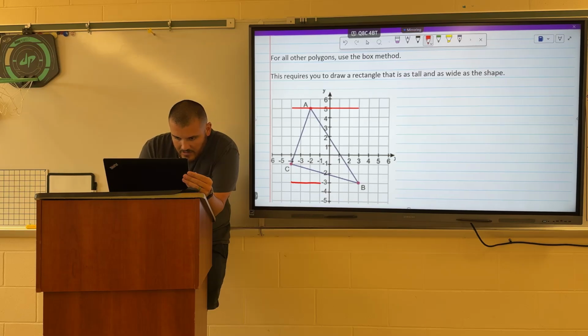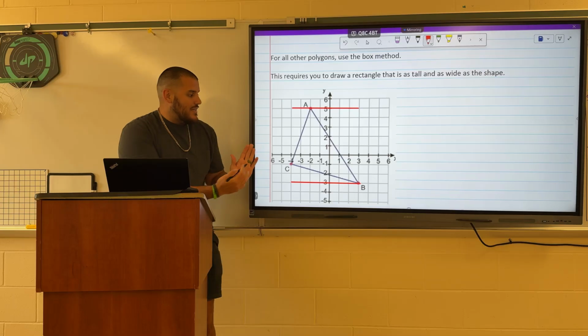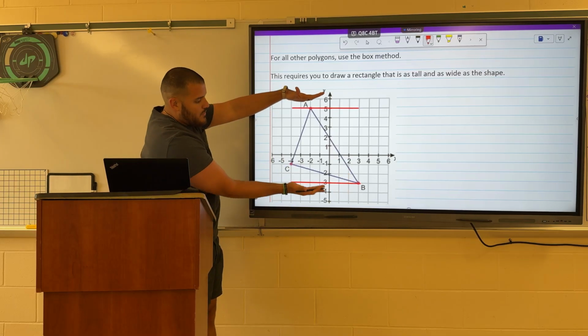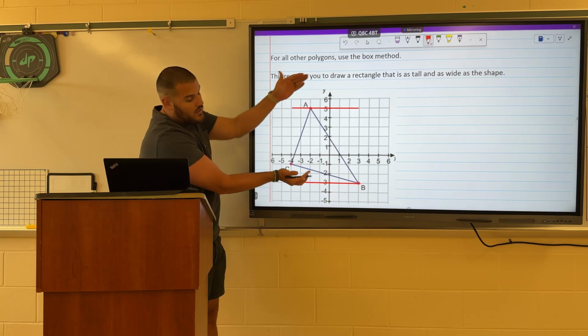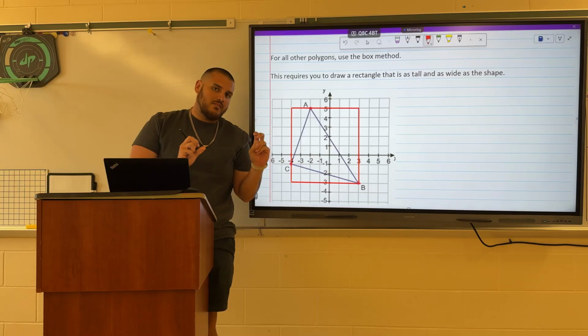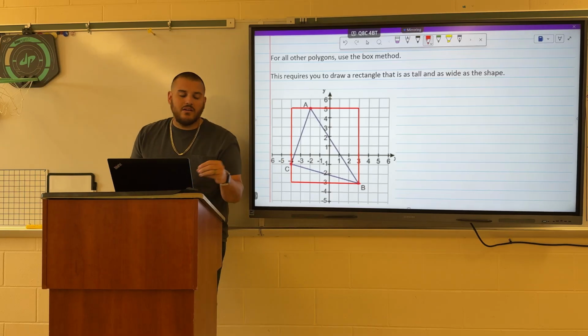That would be the top of the rectangle and the bottom of the rectangle. So that's as wide. It goes from the leftmost point to the rightmost point, and it goes from topmost to bottommost, so it's as tall. And then we would connect those endpoints over here to give us this rectangle. This is our box.